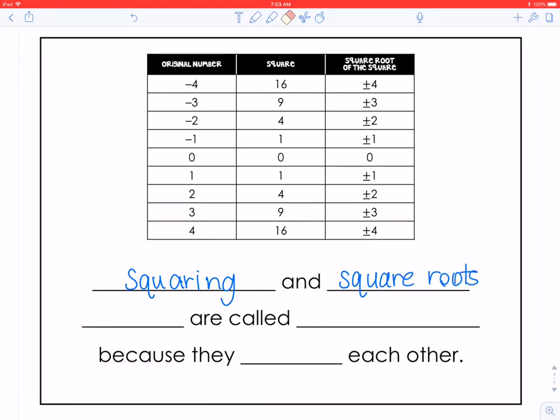let's work on my grammar just a little bit. Squares and square roots. That's why I had 2 blanks. Oh, gracious. Too early in the morning.